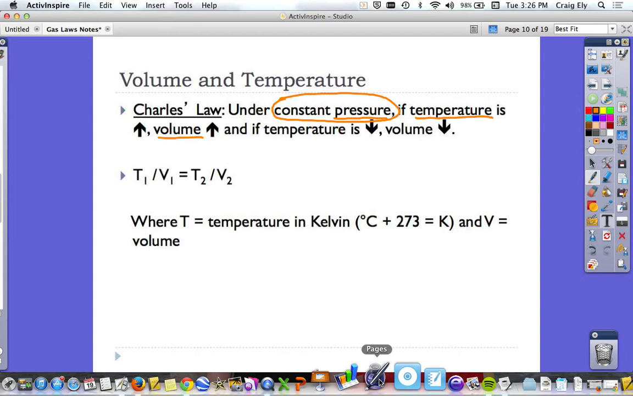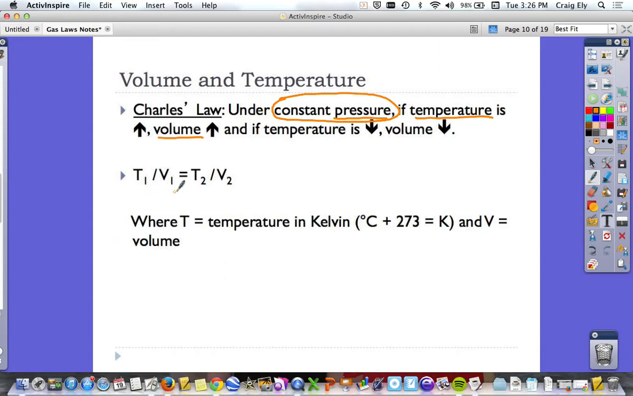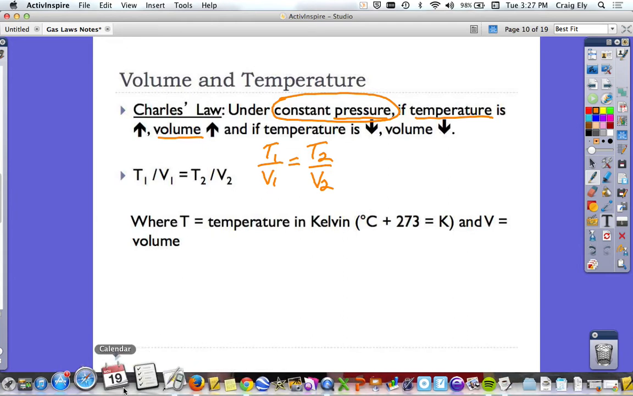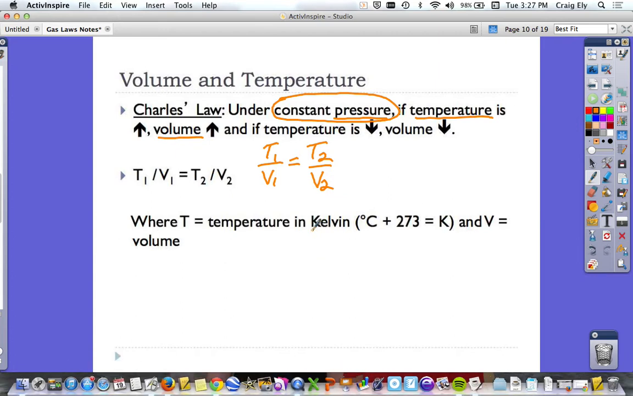Here's our formula. We have T1 over V1 equals T2 over V2. Let me write it a little differently. So we have T1 divided by V1 equals T2 divided by V2. So we have temperature and volume that we're looking at. The other thing we have to consider is that now our temperature is in Kelvin. So degrees Celsius plus 273 gives us Kelvin. We have to make sure that our temperature is always in Kelvin when we're doing these calculations. And of course, V stands for volume.